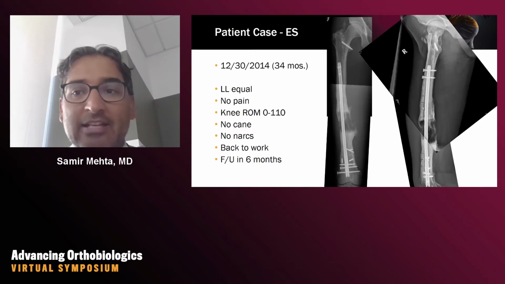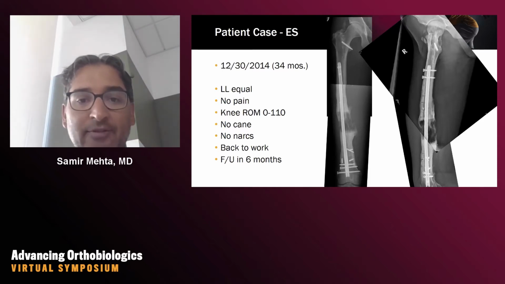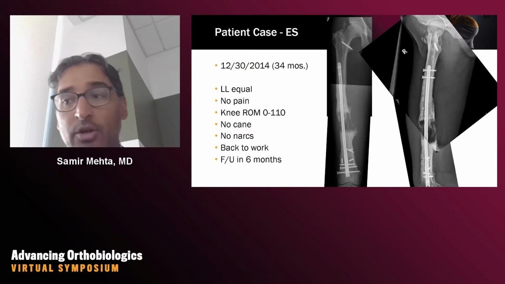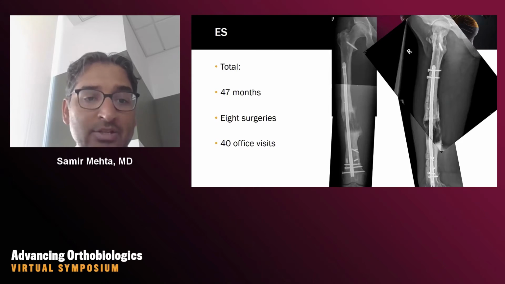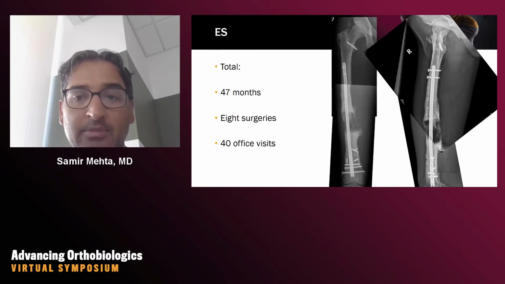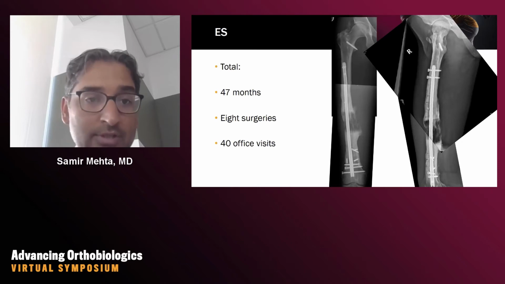And I share this case with you because it shows you the complexity of fracture healing and all the things that go into it, and also all the things that can go wrong. So he had 47 months, 8 surgeries, and 40 office visits to get him to heal, and with a lot of adjunctive treatment. And I think the adjunctive treatment made a huge difference.